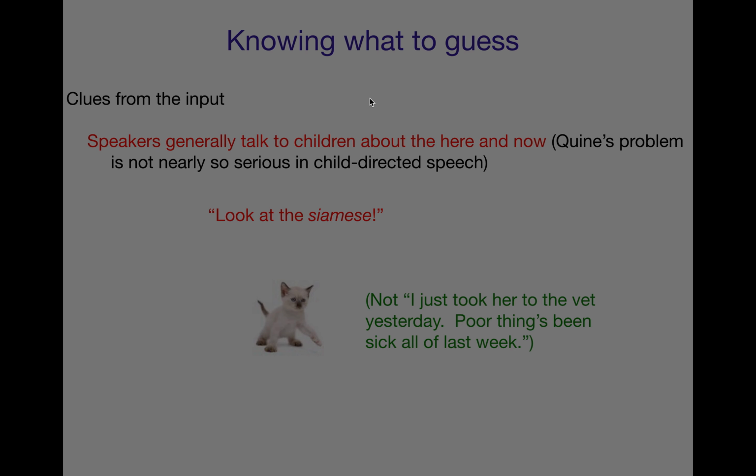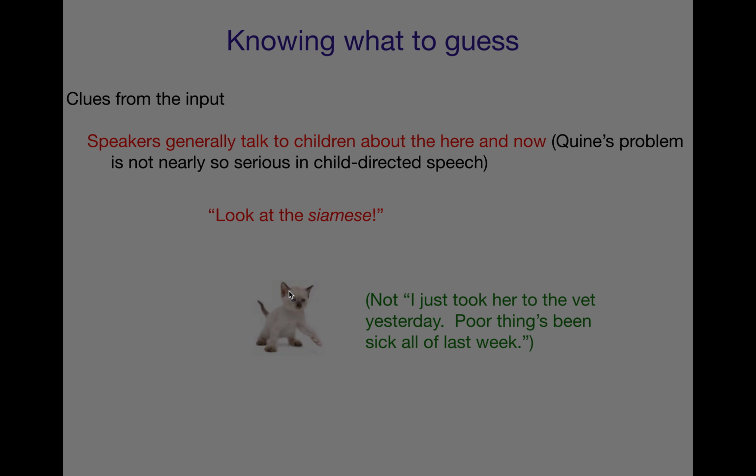Clues from the conversations that kids are hearing: it turns out that speakers, when they're talking to children, generally talk about things that are present in the here and now. So if there's a kitty present, they might say something like, "Look at the Siamese, he's so cute," rather than, "I just took her to the vet yesterday, poor thing's been sick all last week." Talking about things that are happening in the past or an extended period of time that aren't really about labeling this object.